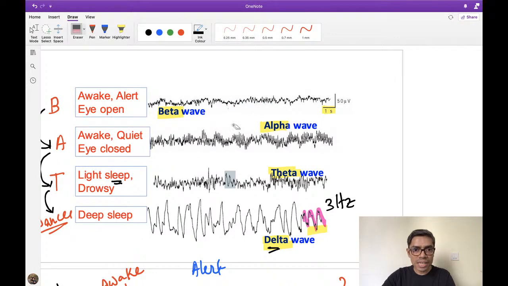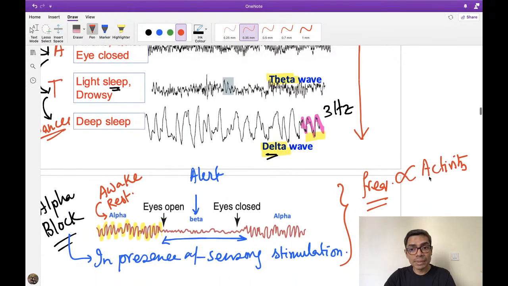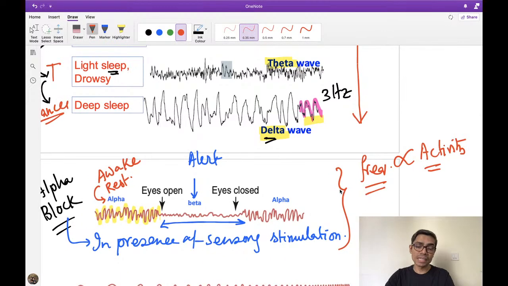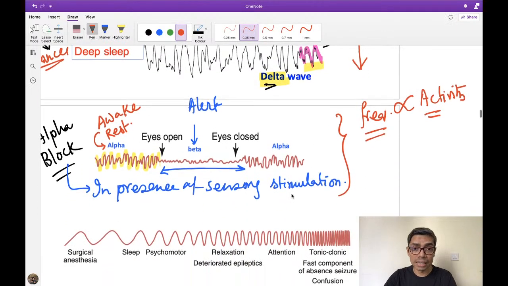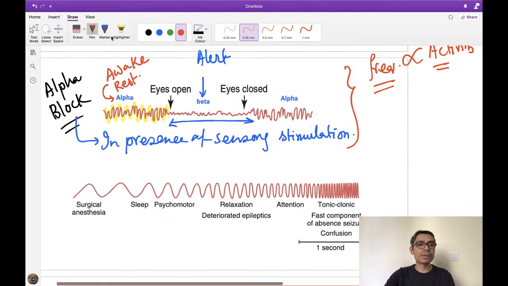Then the frequency is decreasing. That means here your brain is getting more and more inactive. More the activity, more will be the frequency. I am repeating this again and again because this is the understanding which you must remember. Okay, now look at here.